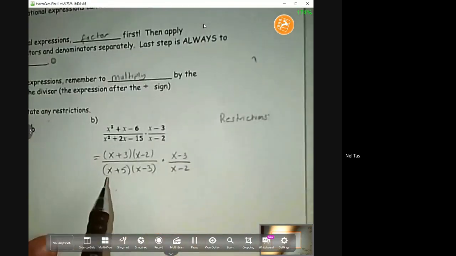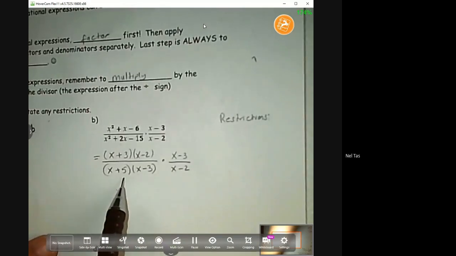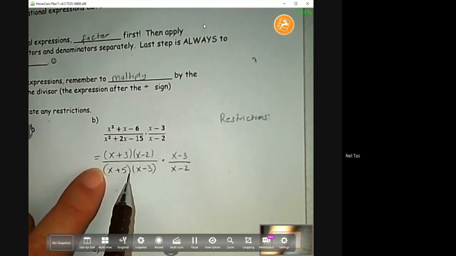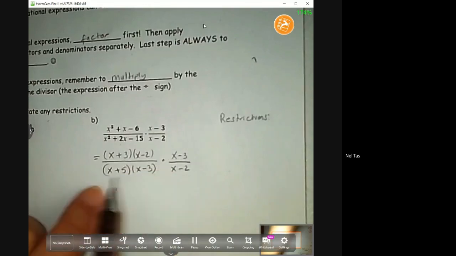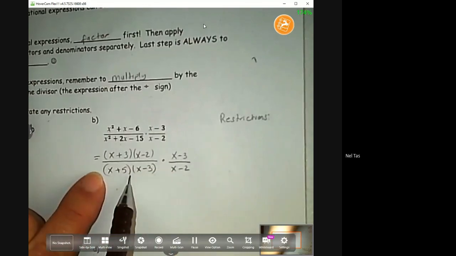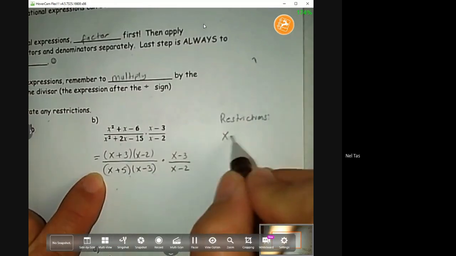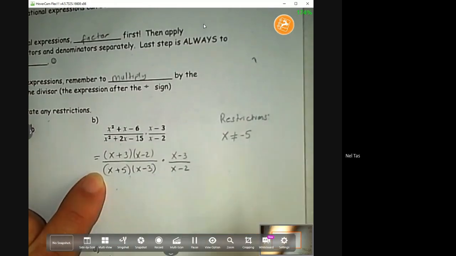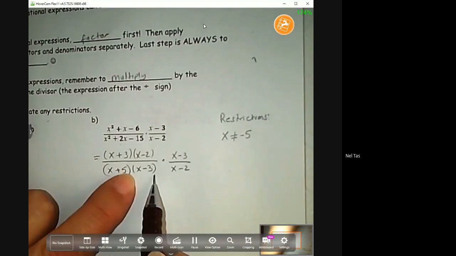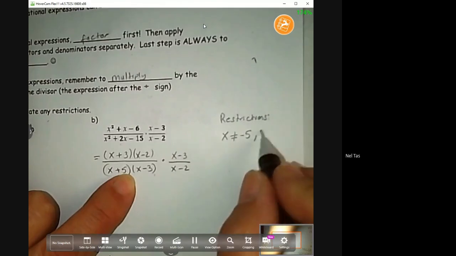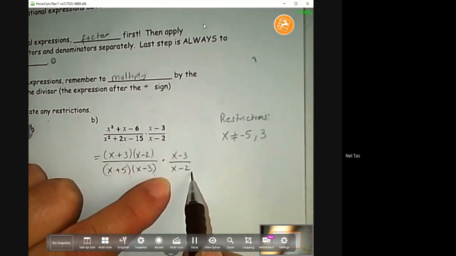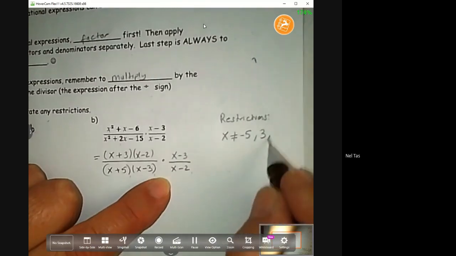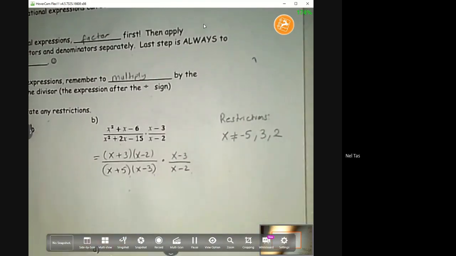So look at the denominator. What makes them equal to 0? So we have 3 factors here. x plus 5 becomes 0 if x is negative 5. x cannot be negative 5. x minus 3 becomes 0 if x is 3. So x cannot be 3 then. And x minus 2 becomes 0 when x is 2. So then x cannot be 2.